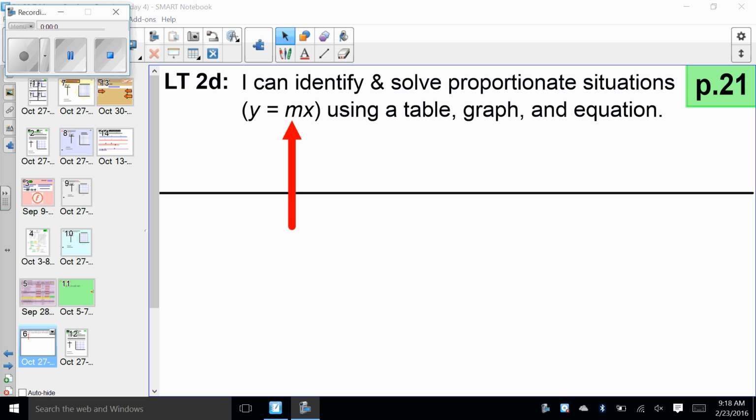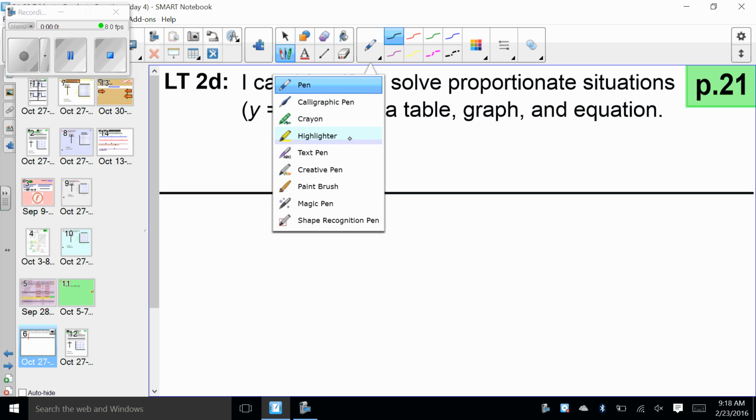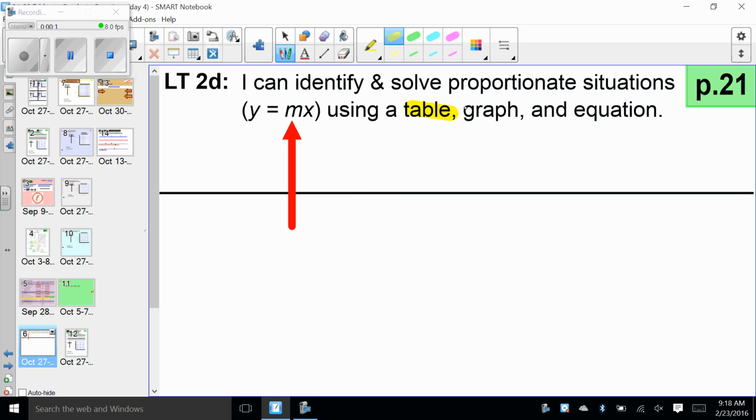Eighth grade. So our learning target today is I can identify and solve proportionate situations using a table, a graph, and equation. So we're going to link all of those pieces together. You've seen all three in the past couple days, but we're going to go table, graph, and then we're going to go equation in our work today.